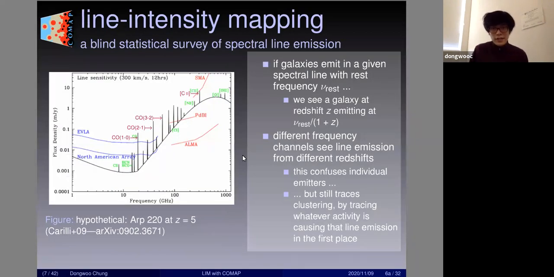You're doing a blind statistical survey, not of continuum emission as with the CIB, but of emission in a given spectral line. And so with 21 centimeter, the idea has been around for decades. And recently, we've started developing experiments to do similar things with the kinds of lines that I'm showing here. This was from an Astro 2010 white paper, throwback.